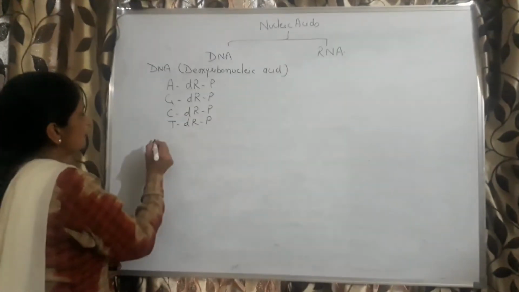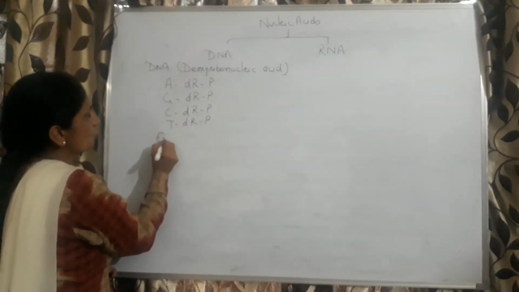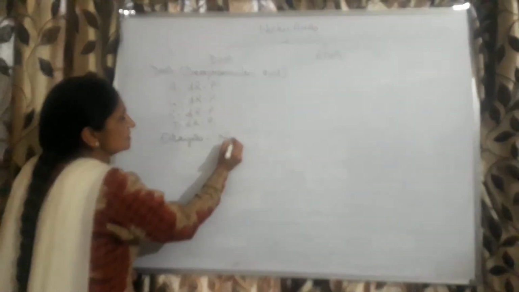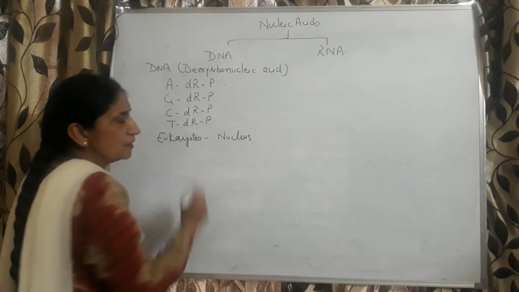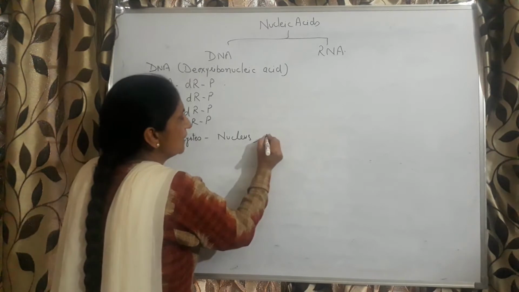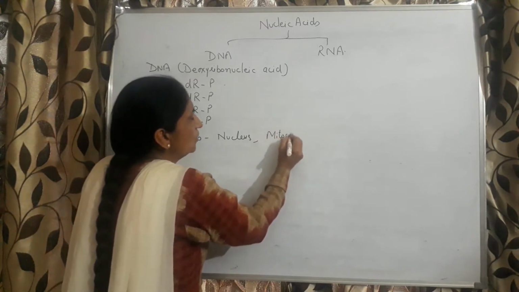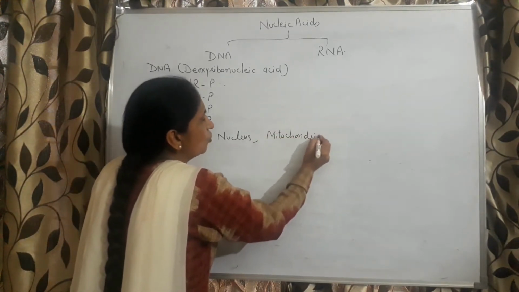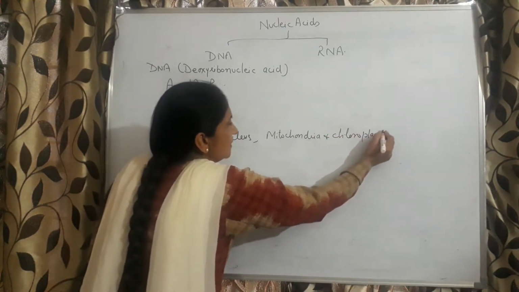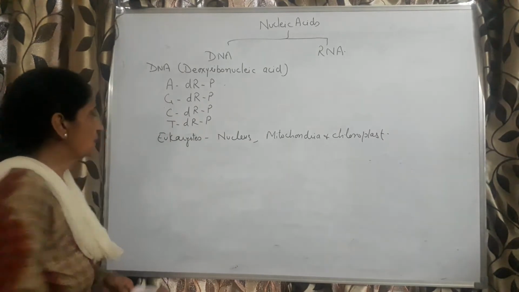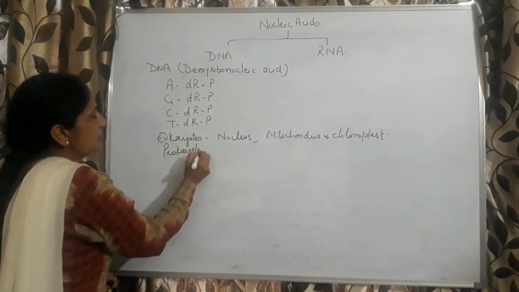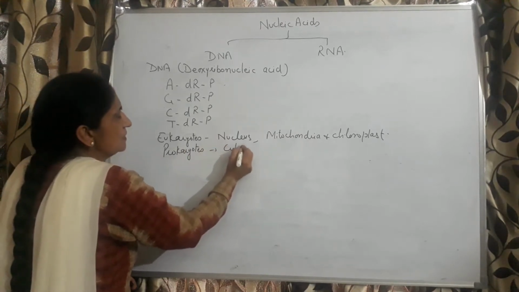Now DNA is the genetic material of all organisms except some viruses. In eukaryotes, it's mainly present in the nucleus in the form of chromosomes. Some amount of DNA is present in mitochondria and chloroplast as extranuclear DNA, whereas in prokaryotes DNA is mainly present in the cytoplasm.